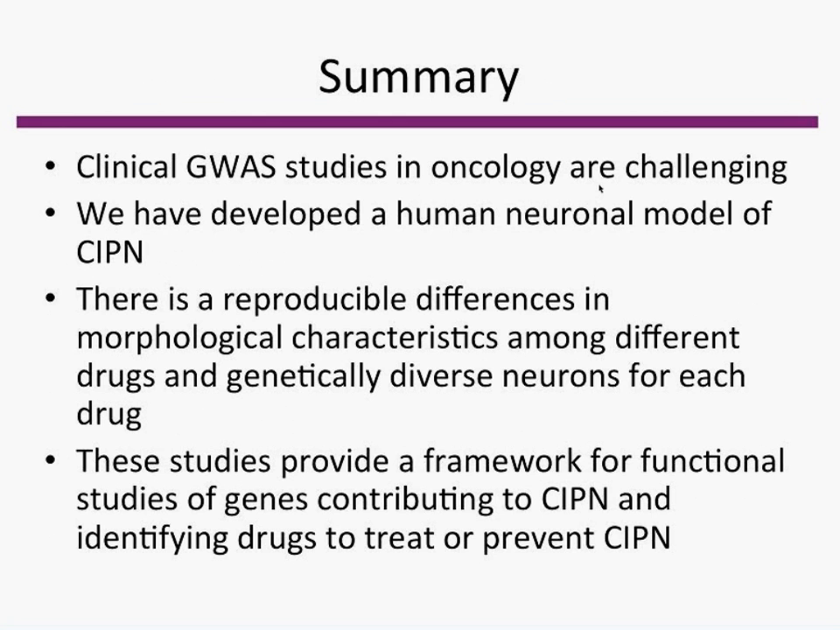So in summary, I've talked about our clinical genome-wide association studies in oncology and why they're so challenging and why we need cell-based models in order to prioritize and validate SNPs that come out of these large GWAS studies. It's almost impossible to do a second large clinical GWAS study using the same dosage regimen as the initial one, just to get at a pharmacogenetic signature that's associated with neuropathy. We've developed what we believe to be a useful human neuronal model of chemotherapy-induced peripheral neuropathy using these iCell neurons. There's a reproducible difference that we see in the morphological characteristics among different drugs and genetically diverse neurons for each drug. And the studies provide a framework for functional studies of genes contributing to CIPN or identifying drugs to treat or prevent CIPN.